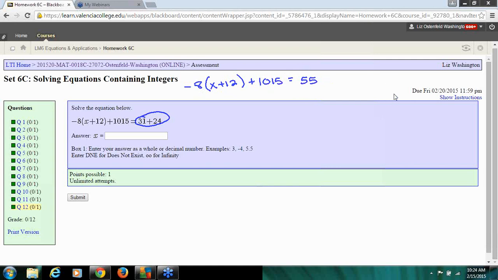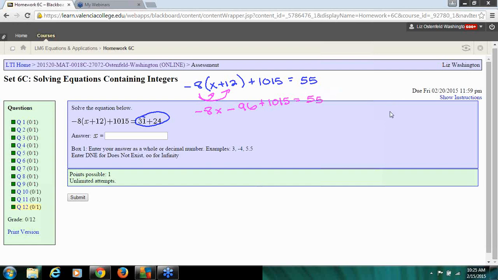Then I'm going to continue to solve this by distributing my negative 8, because distributing the negative 8 gets rid of the parentheses, and 8 times 12 is 96, and it's a negative 8 times a positive 12, so it's going to be a negative 96, plus the stuff I didn't use yet, and equals the 55.